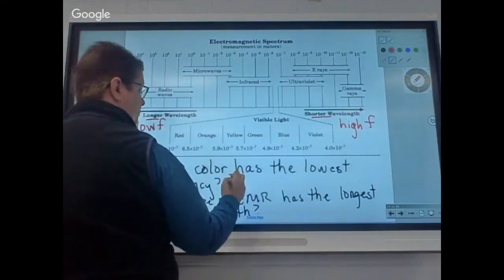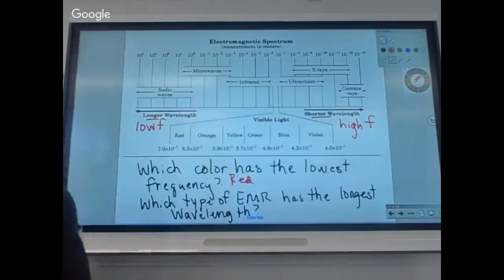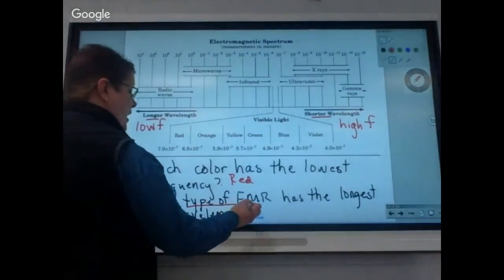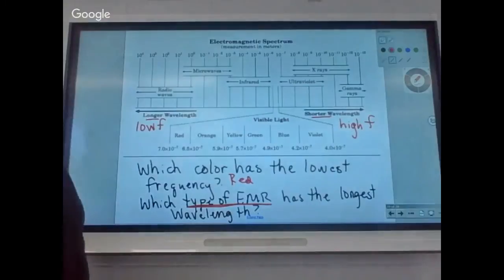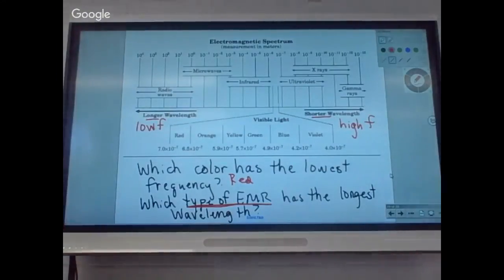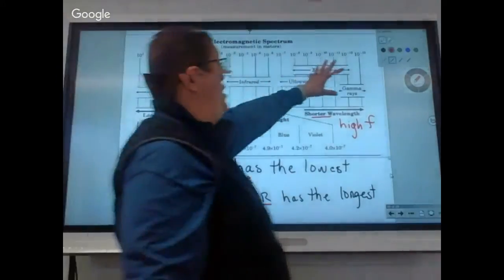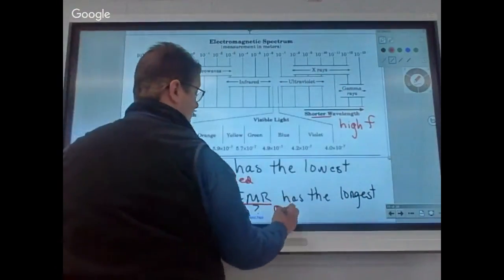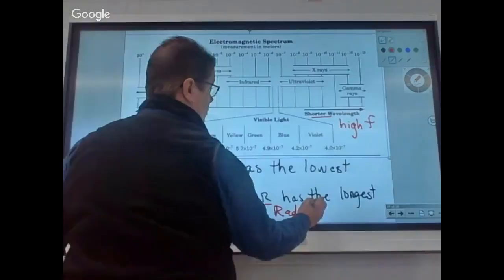So which color has the lowest frequency? Red. Okay, we good with that one? Now, the second one, I just asked for longest wavelength. Red. So that should be pretty easy. I said which type of EMR. So type of EMR would be what? Stay up here, not in the colors. Radio waves. Okay, are we okay with that?